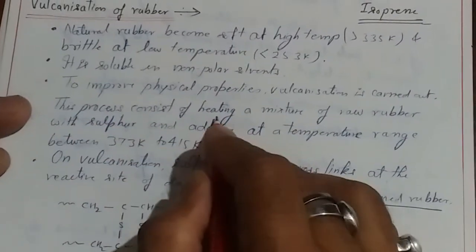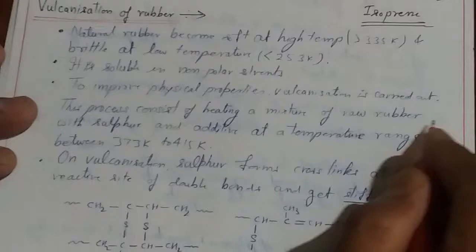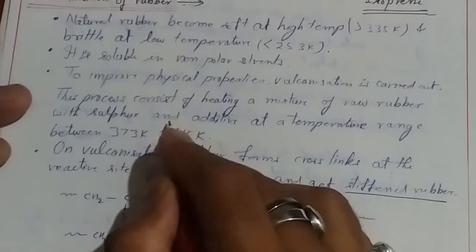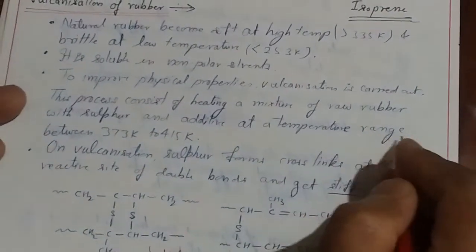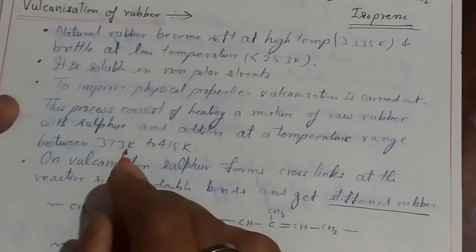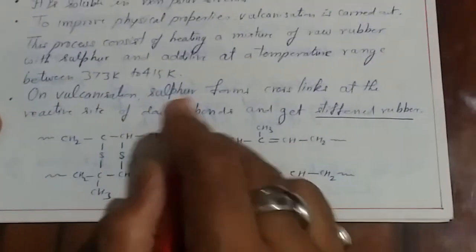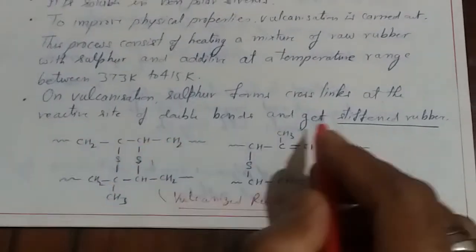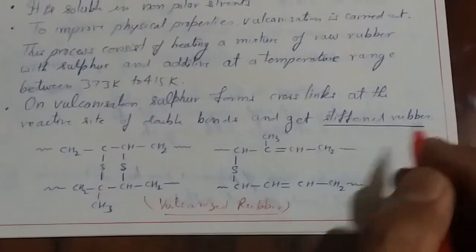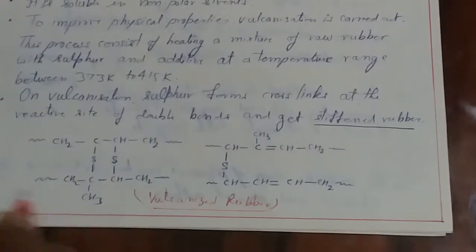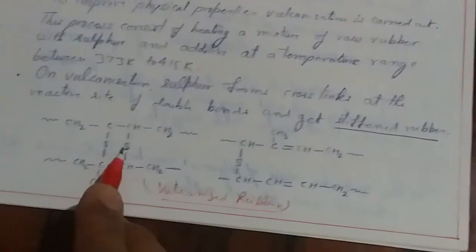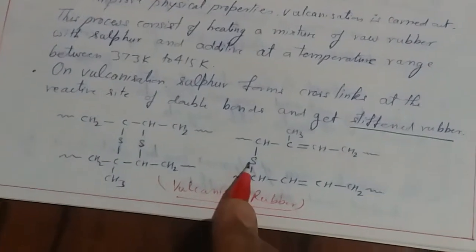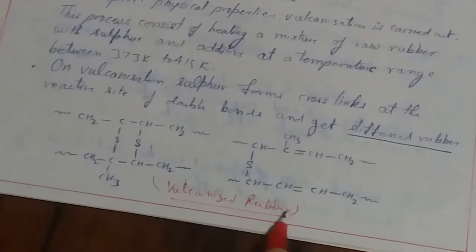This process consists of heating a mixture of raw rubber with sulfur and additives at a temperature range between 373 to 415 Kelvin. On vulcanization, sulfur forms cross-links at the reactive sites of double bonds and gives stiffened rubber. So this is the rubber which will be attached to sulfur, and here one sulfur vulcanized rubber is getting formed. We get the vulcanized rubber.